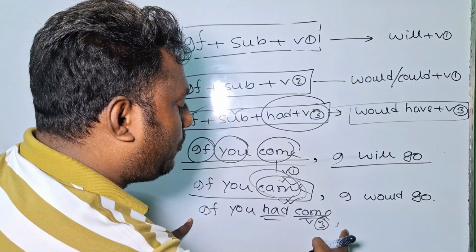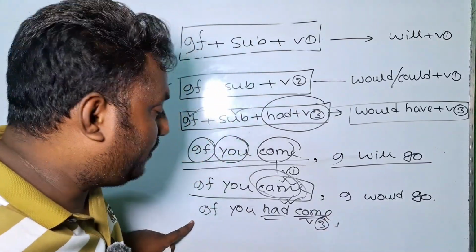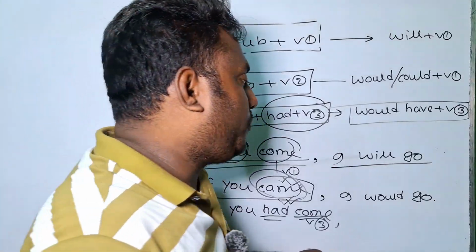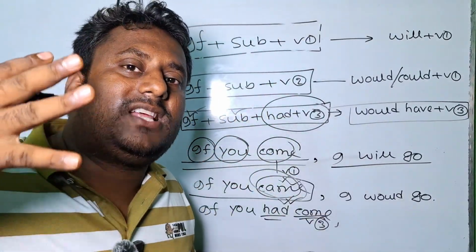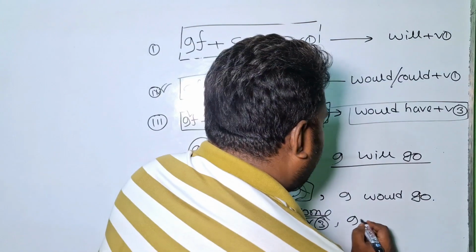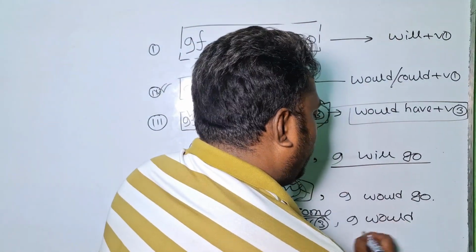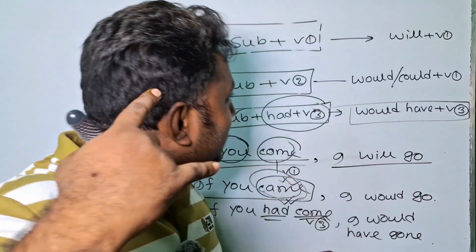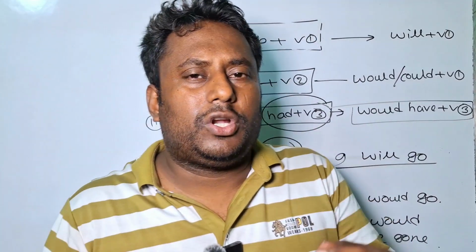So if the subordinate clause is in the past perfect tense, of course I need to say that this is the third condition, and the principal clause will be I would have gone. So these are the conditional sentences.